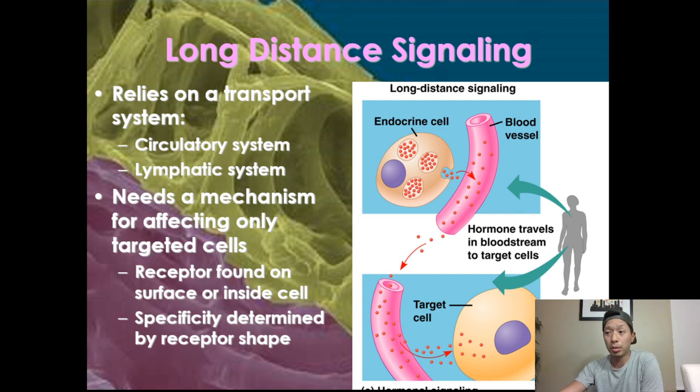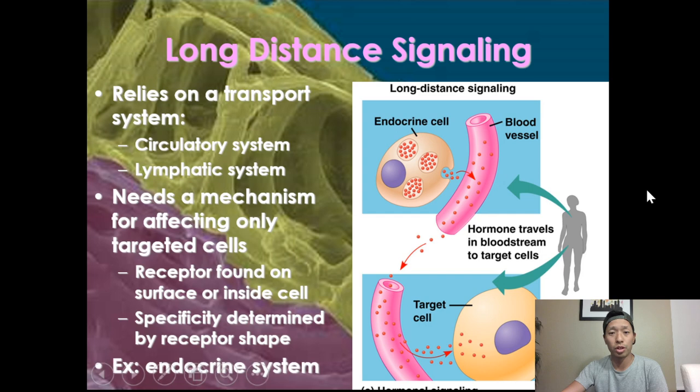Now, how is that possible? Because specificity is all about receptor shape, right? Just like the active site of an enzyme is specific to its substrate, these receptors are also specific to the chemical messenger that is going to bind to it and then activate it. So that's how long distance signaling happens.